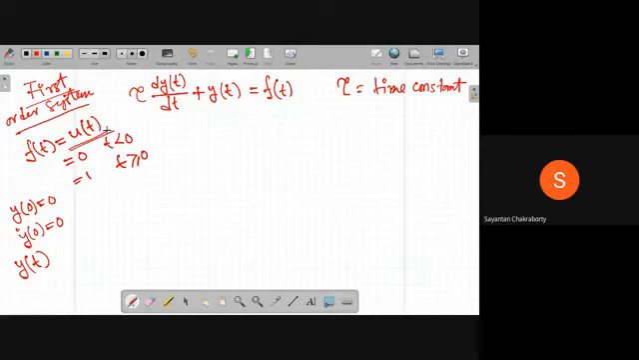e to the power minus t for t greater than 0. Like it? Sorry, tau included.